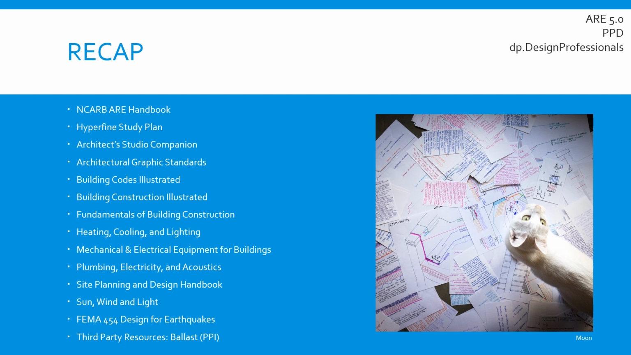So to recap, always start with the NCARB ARE Handbook. After that, I'm recommending a bunch of reference books from the NCARB matrix. On top of that, I would say the Hyperfine study plan is a great place to start in order to get a general idea or a strategy to organize your studies. It's a great starting point. Use that in combination with all of these reference books I'm recommending. After that, FEMA Designing for Earthquakes is a must read. Those couple of chapters I recommend are pretty short and it's free. Again, it's linked below for you to easily find.